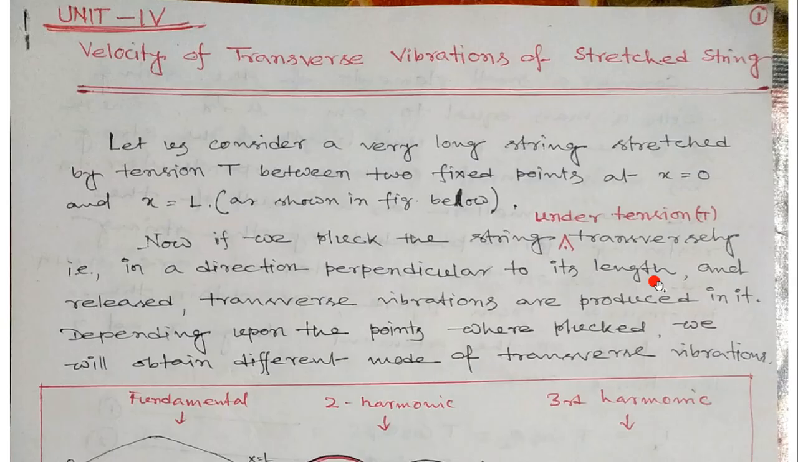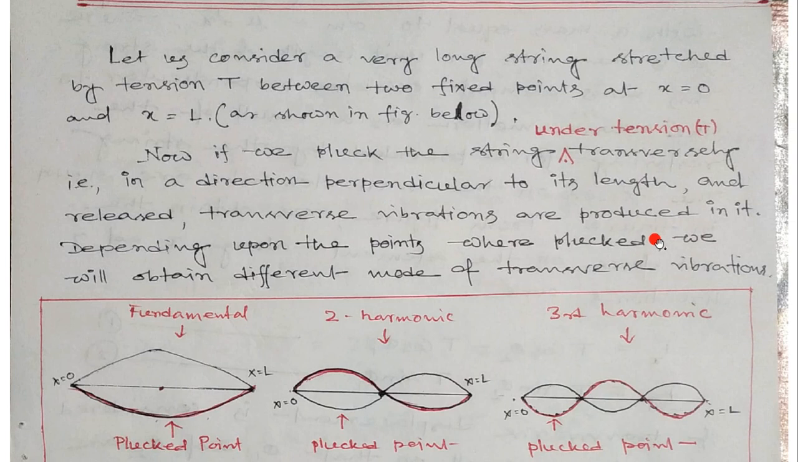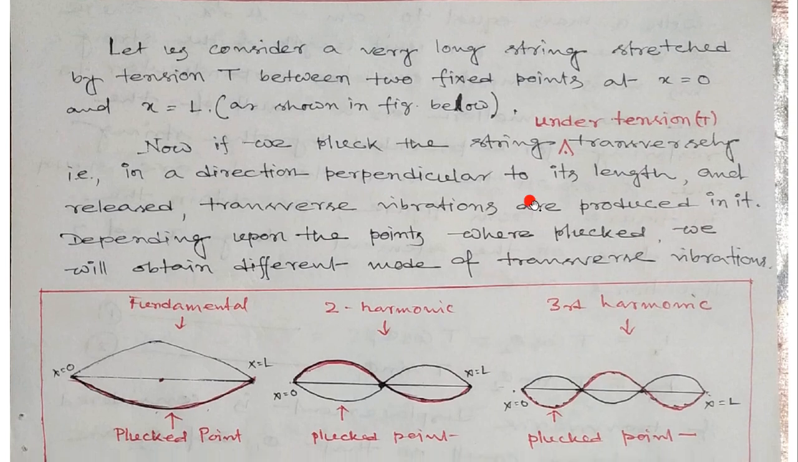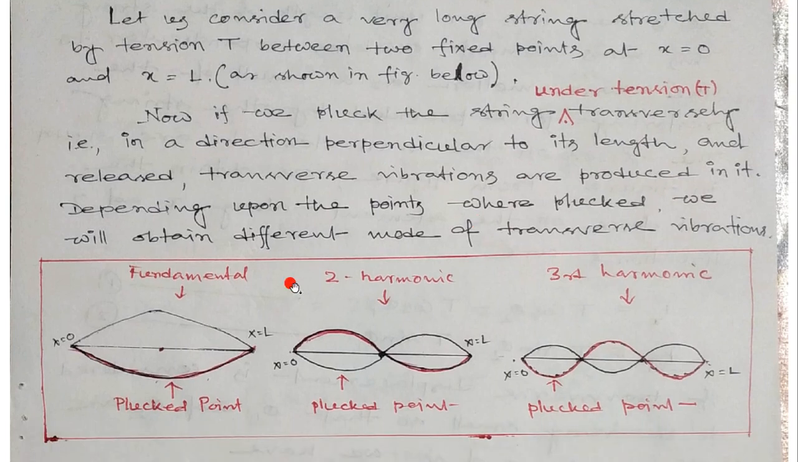Firstly, let us consider a very long string stretched by tension between two fixed points at x equal to 0 and x equal to L. So here we need to consider an approximation, that is, the length is very long with respect to the radius of the string. So the string is fixed at the ends, that is, at x equal to 0 and x equal to L.